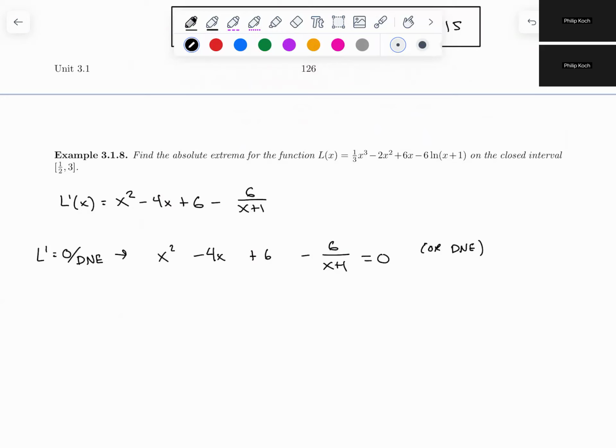You don't need to write the or d and e. You don't need to write the L prime equals 0 or d and e. It's just for our notes to say, this is what we're doing. So we need to solve that equation. And in its current format, there's no easy way to do it.